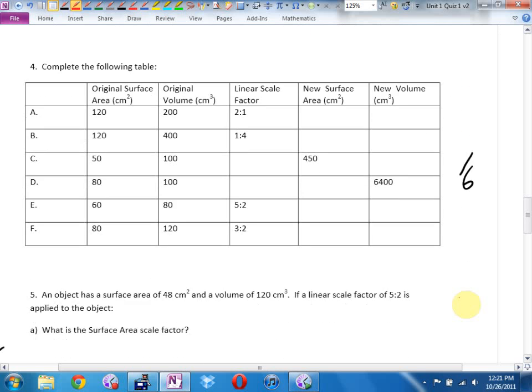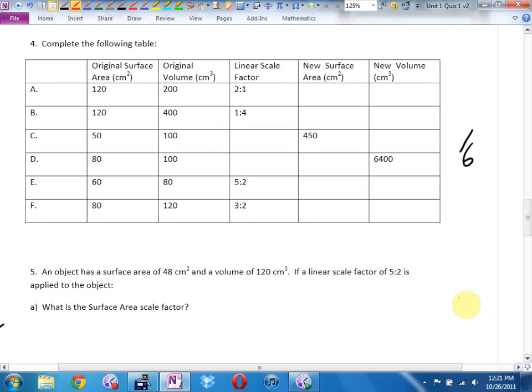Okay. It says, complete the following table. All right. Original surface area, 120. Now, the linear scale factor is 2 to 1. That means that the area scale factor is 4 to 1, and the volume scale factor is 8 to 1. I went squared, I went cubed. So to find the new area, I'm going to multiply by 4. To find the new volume, I'm going to multiply the original volume by 8. Is that right? 480 and 1600? Half mark, half mark.